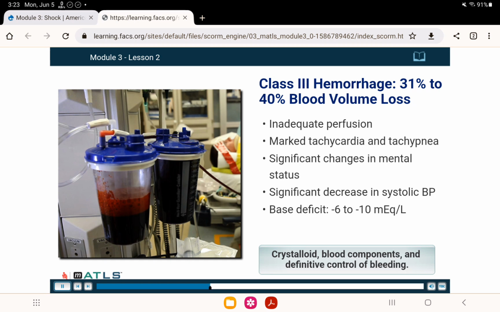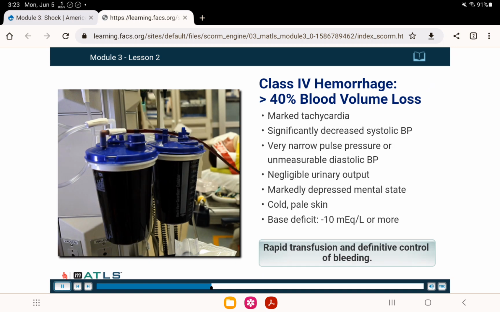Most patients in Class 3 hemorrhage require packed red blood cells and blood products. The degree of blood loss with Class 4 hemorrhage is immediately life-threatening. These patients frequently require rapid transfusion and immediate surgical intervention.